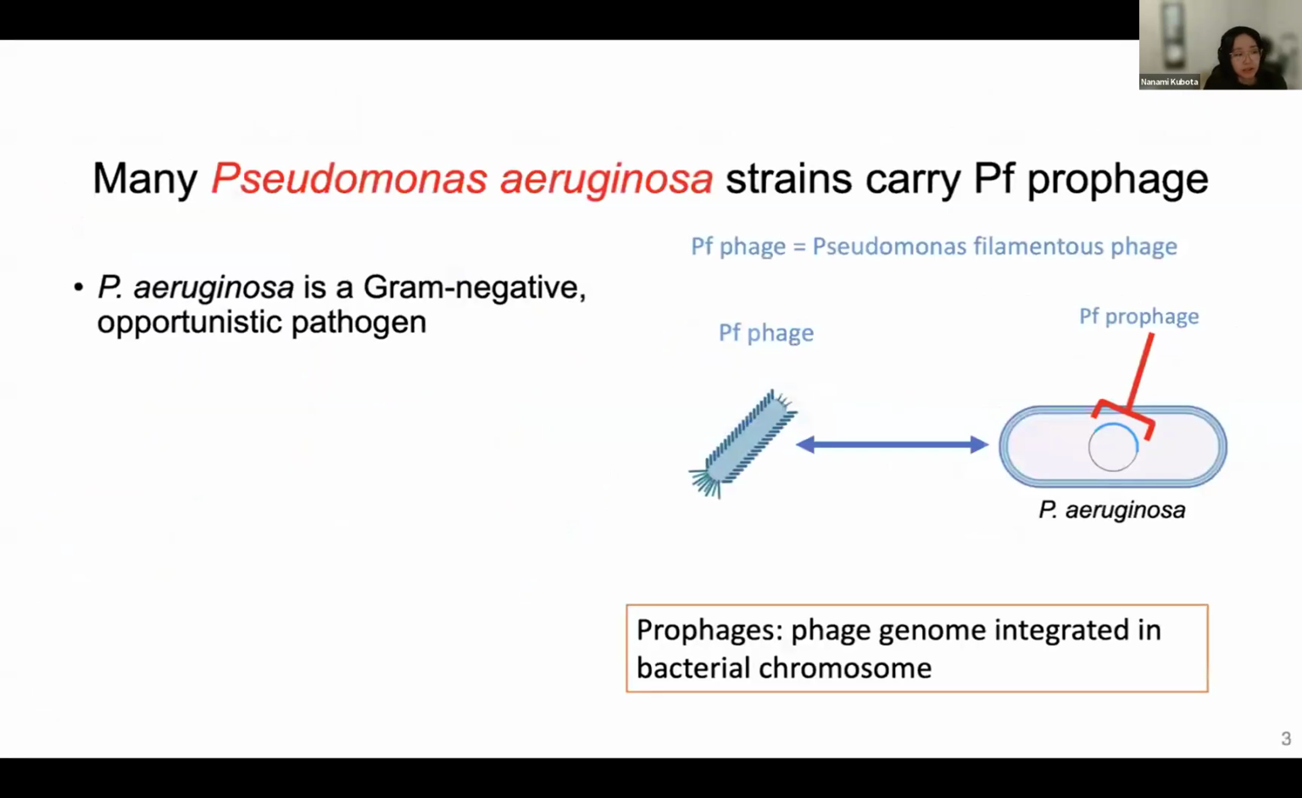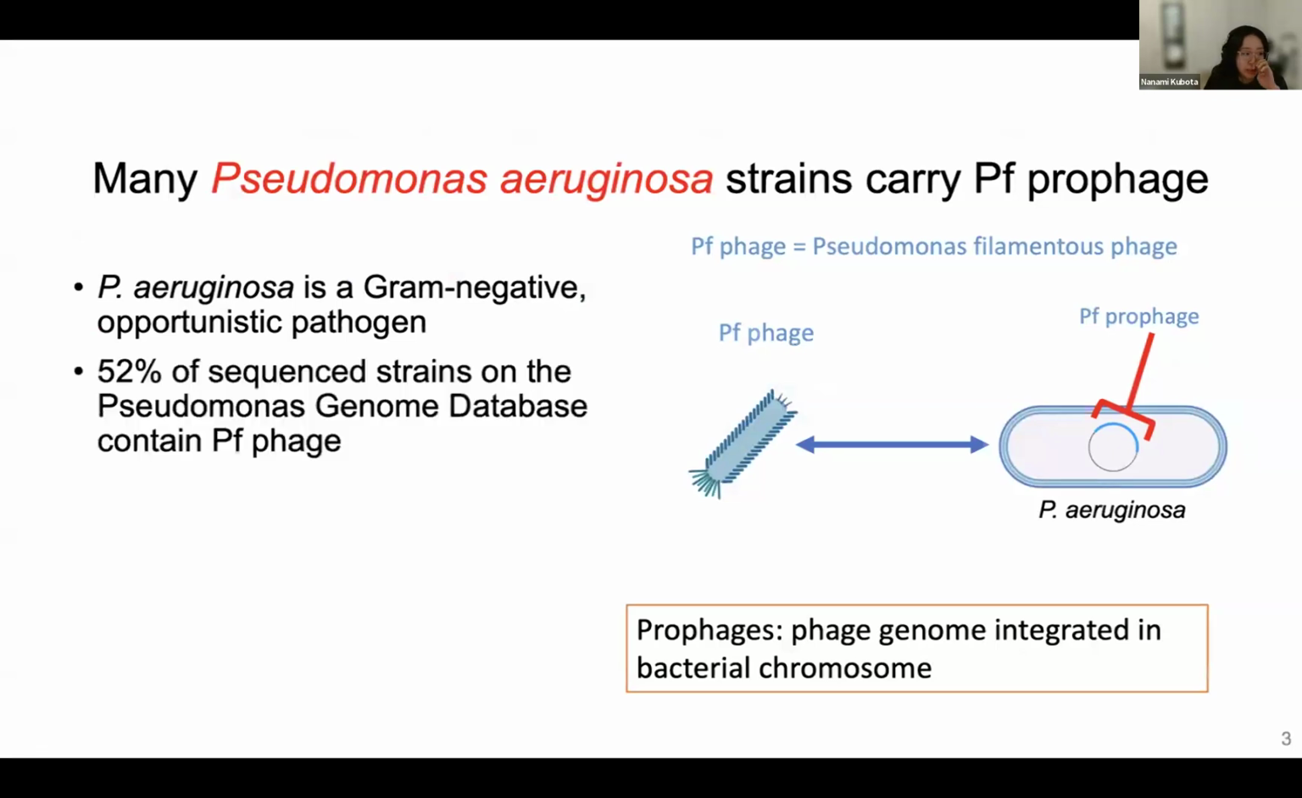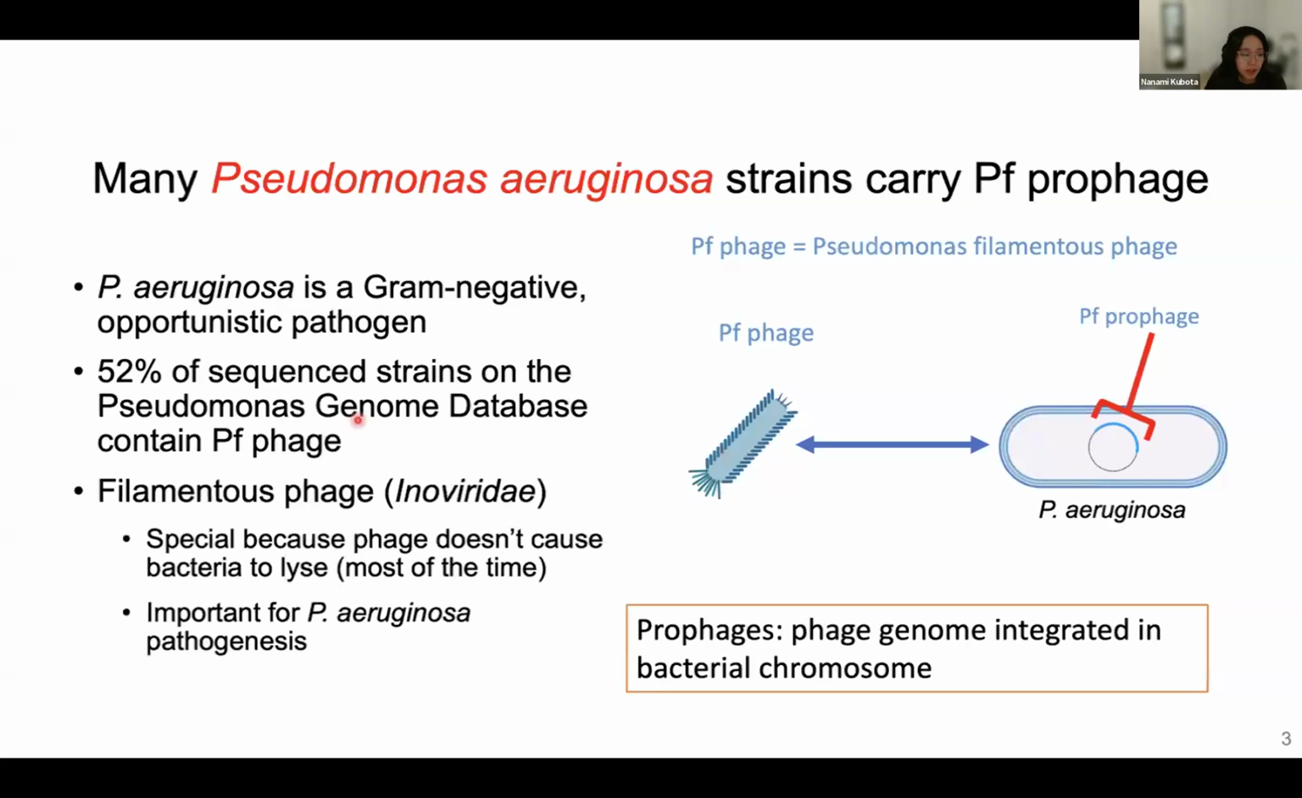So I work with Pseudomonas aeruginosa, and many Pseudomonas aeruginosa strains actually carry PF, or Pseudomonas filamentous phage, in their genome. Filamentous phages are unique from your traditional phages in the sense that they don't require host cell lysis or host cell death in order to leave the host. They're also quite important in the context of bacterial infection.